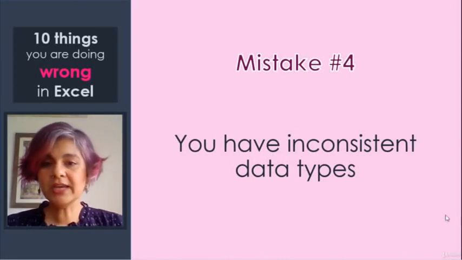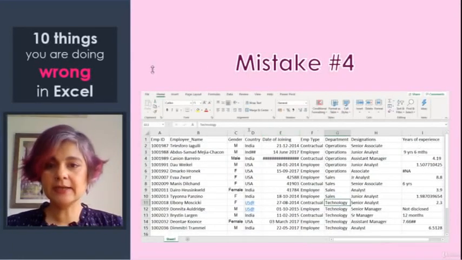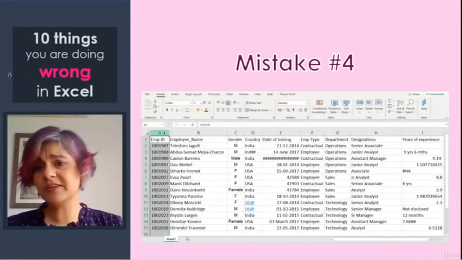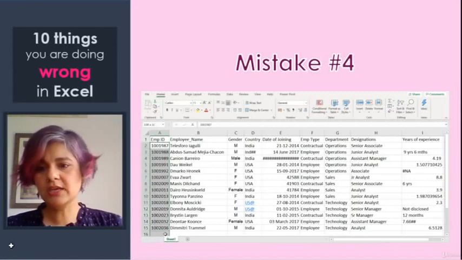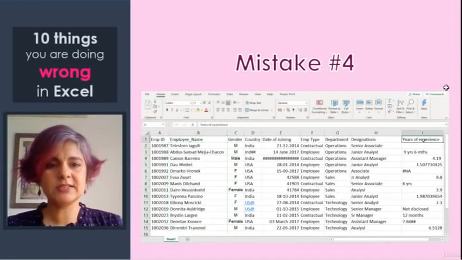Looking at our own spreadsheet over here, let's look at the first column. This seems to be okay. All my data looks quite similar. My employee names seem to be okay as well. And then let's move on to maybe the last one, which is years of experience.